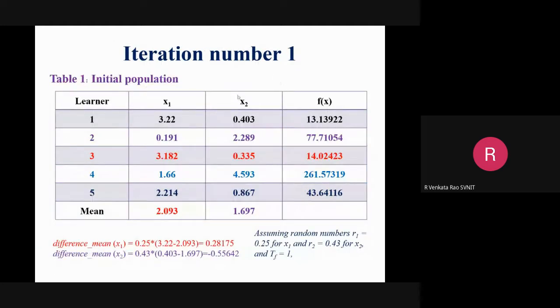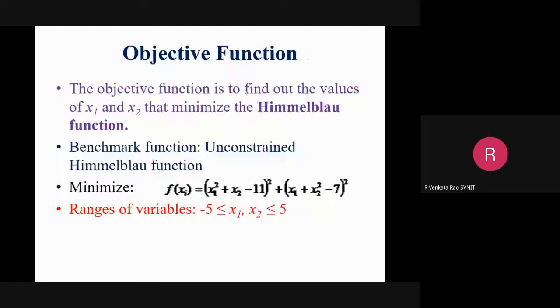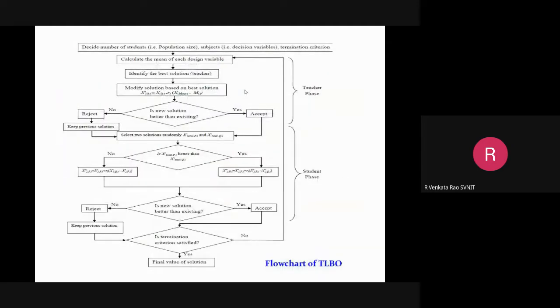And then what is our flow chart? If you go back and see the flow chart, the first step is to decide the number of students, the population size, which is 5 in our case. Subjects, that is decision variables, are 2 in our case. Termination criterion, let us say 100 iterations, but I am not going to explain all 100 iterations, only one iteration. Then what is the next block? Calculate the mean of each design variable.